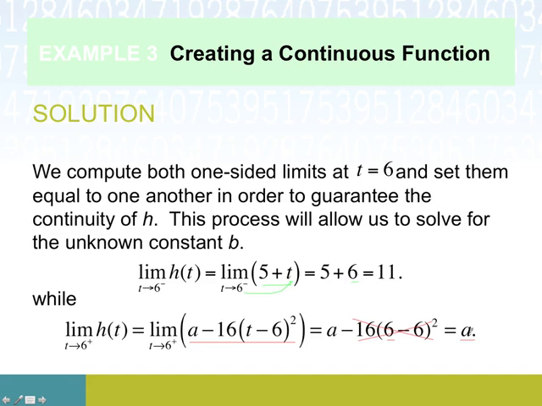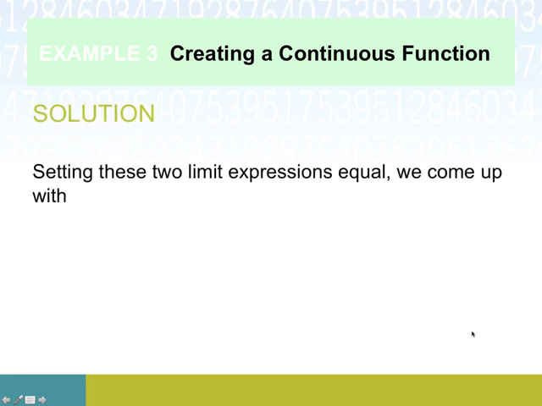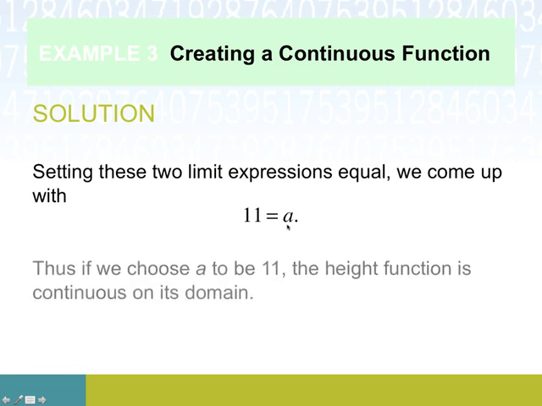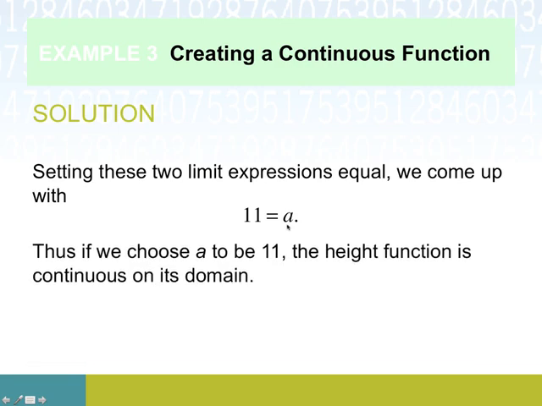That by itself wouldn't be super useful. But given what we're trying to accomplish, we want the left side and the right side to have equal limits. So that's how we're going to finish this out. We take those two expressions. We got 11 from the left side, we got a from the right side, and we want them to be equal. So this actually does it for us. We found the value of the constant right there. So if we choose a to be the value 11, then this height function is continuous on its entire domain.